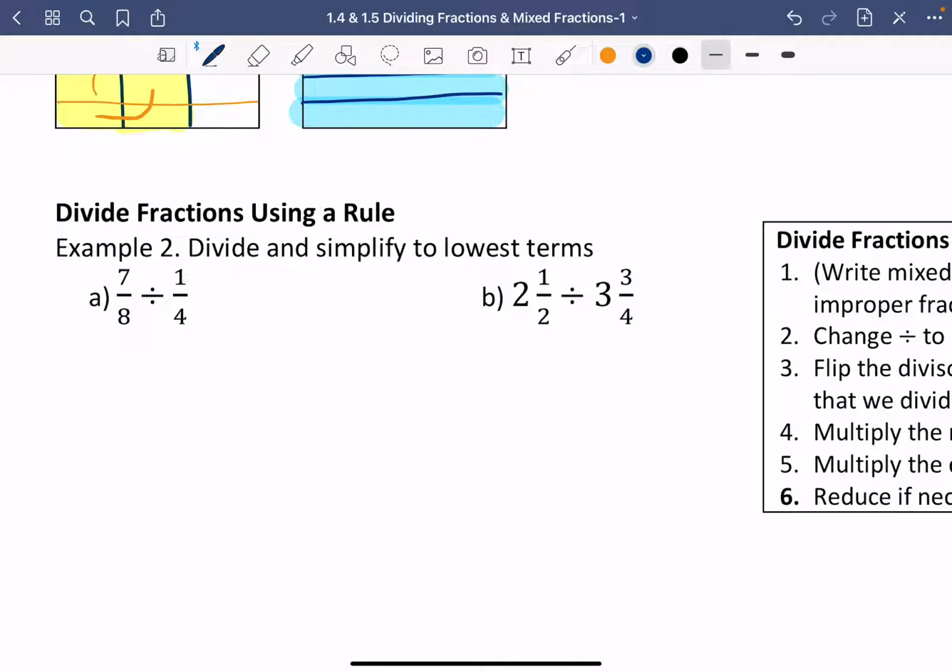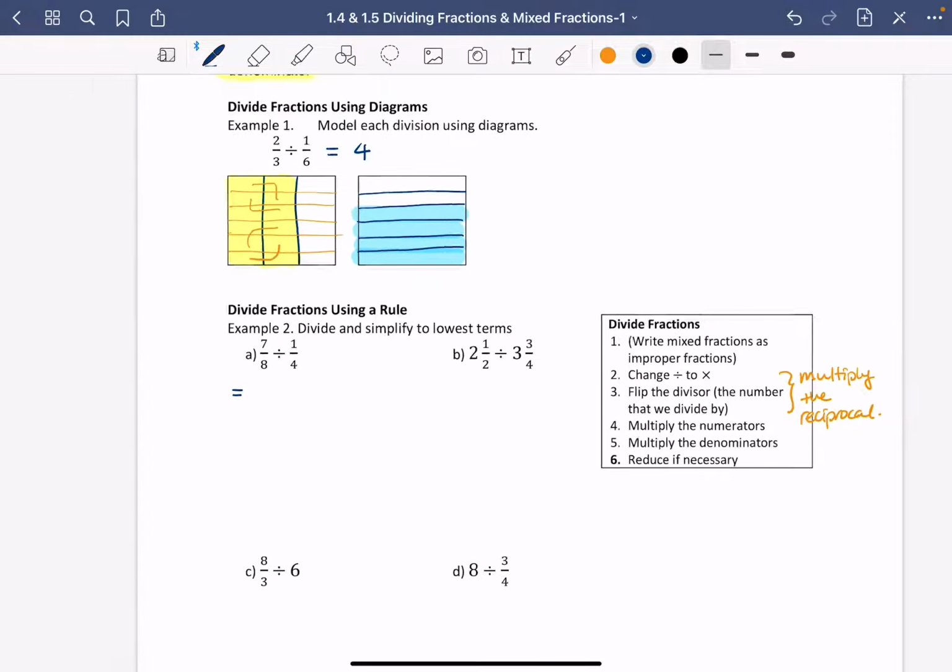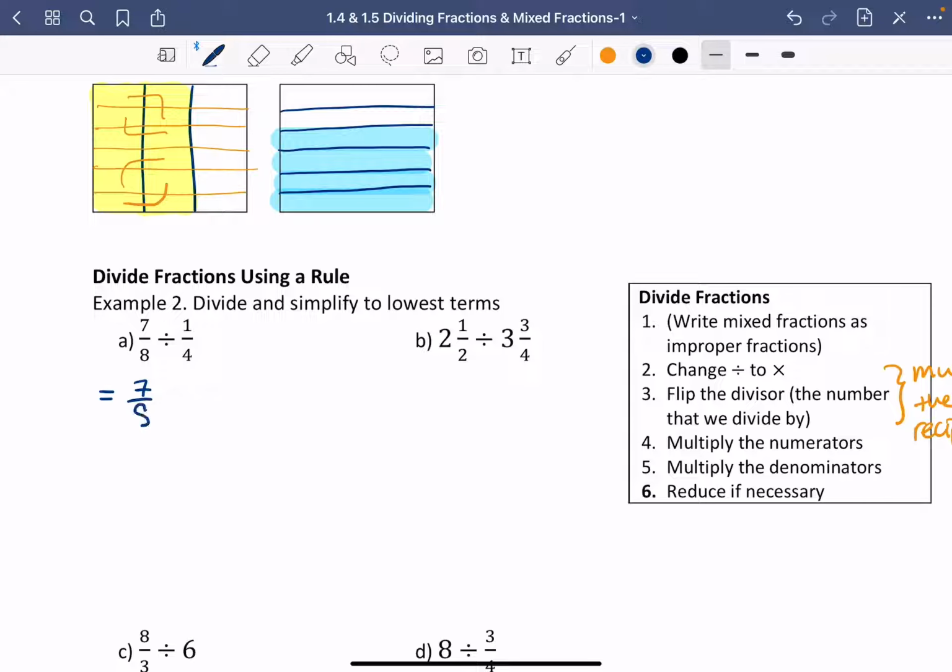Okay. For this first question, we don't have any mixed fractions, so we'll just do it from the second step. The second step tells us we'll need to change the division to multiplication, and we are keeping the first fraction unchanged. Okay, first fraction is always the same. So change division to multiplication, and then we'll flip the divisor, the number after the division sign. So instead of 1 over 4, it became 4 over 1. Now it's just a multiplication question. We'll just do it the same way when we multiply fractions.